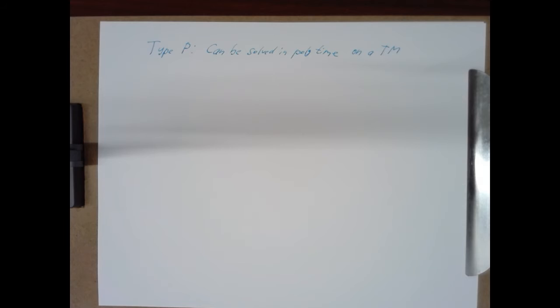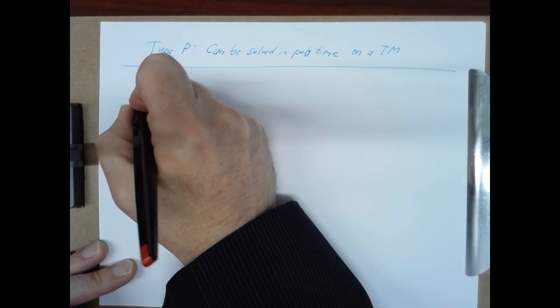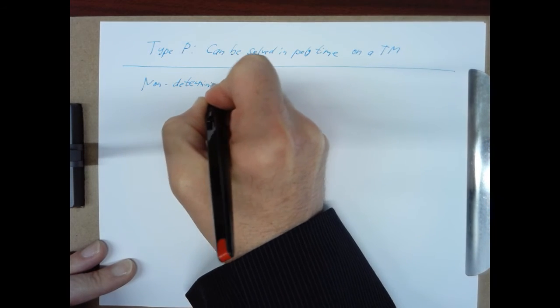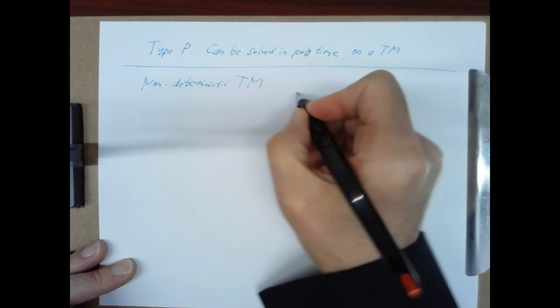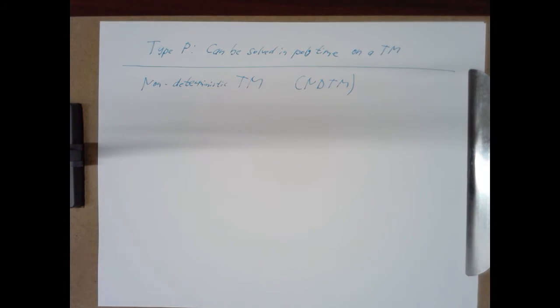So this is part of what Turing machines are good for: analyzing the efficiency of solutions to problems. If we can solve a problem in polynomial time on a Turing machine, it's a type P problem. There is another type of Turing machine, called a non-deterministic Turing machine, or an NDTM. Non-deterministic Turing machines are much faster than regular Turing machines.